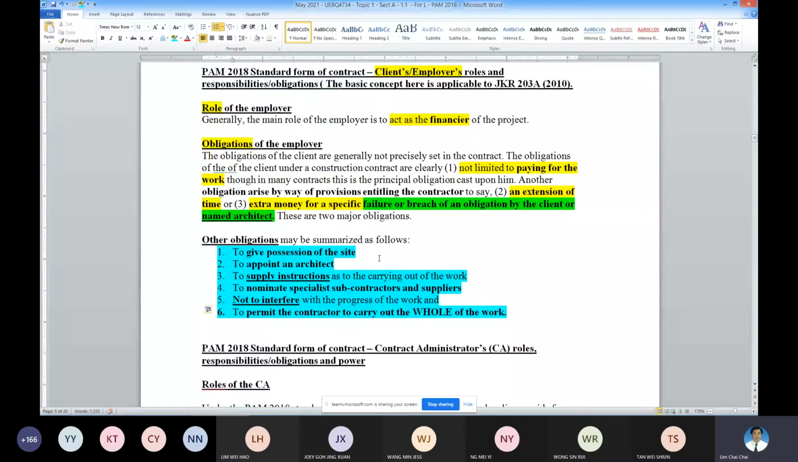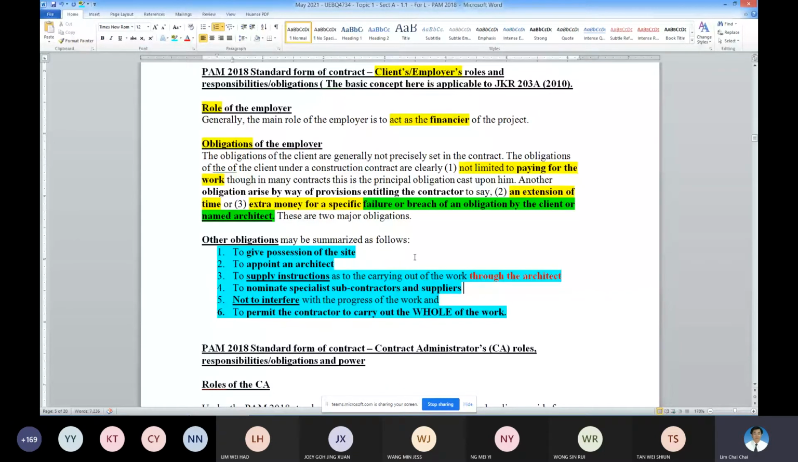To appoint an architect. Without the architect, the project cannot even move. Supply instruction. Why? Because the client will supply instruction to the architect, and the architect will pass it down to the contractor. The client cannot supply instruction directly to the contractor. Supply instruction must be through the architect. To nominate specialist subcontractors and suppliers. So these are the duties of the employer.